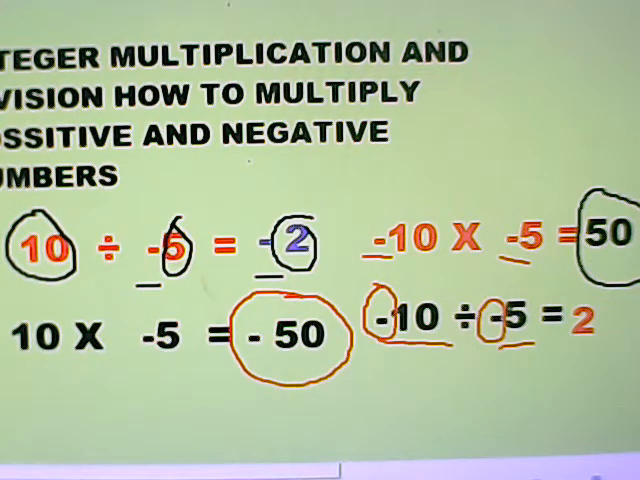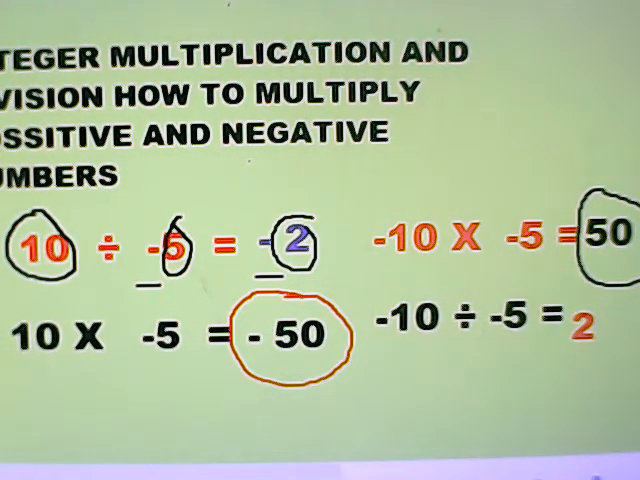All you have to do is just ignore the sign first. Divide 10 by 5. Then the answer is 2. So the sign is negative negative, which equals positive. So the answer is positive 2.